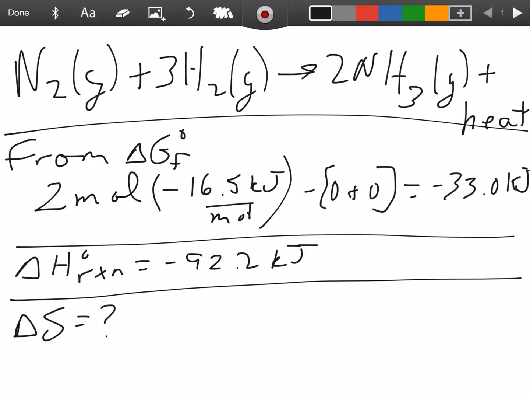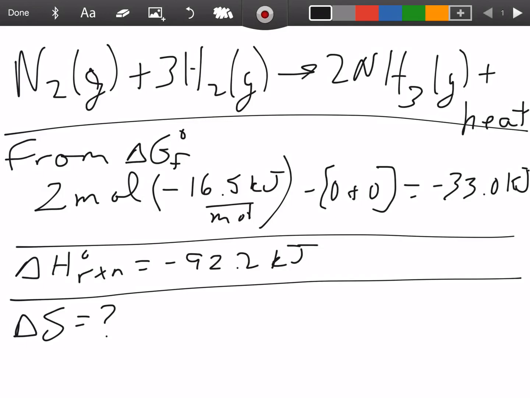Okay, so I am showing you a new reaction here, a reaction of dinitrogen gas plus 3 hydrogen gas molecules giving you 2 ammonia gas molecules and heat. This reaction is a very famous reaction. It is called the Haber reaction, and the reason for this is because we are fixing nitrogen here.